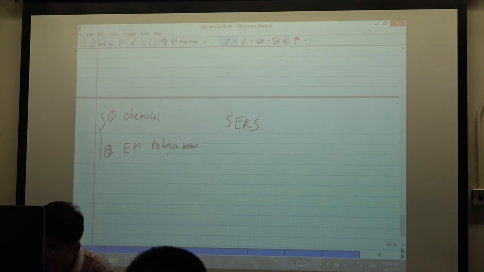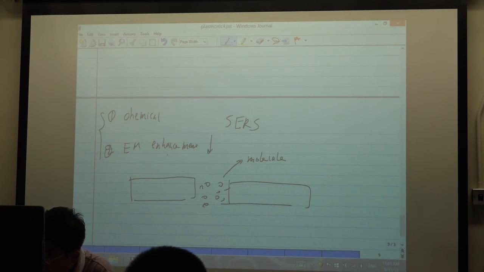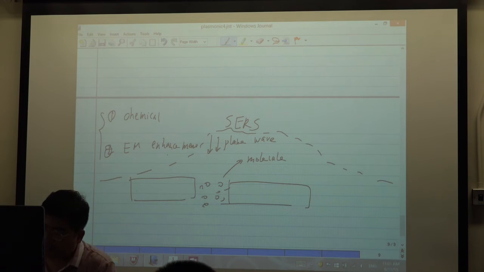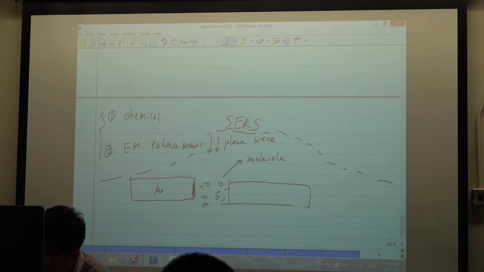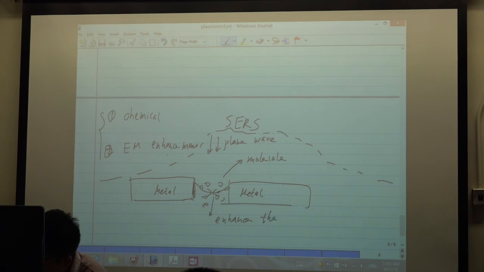I draw this picture. Maybe this is a dipole. I put the molecule in here. This is the plane wave. So first, why do you use a plane wave? They have a plasmonic effect, this metal. So they enhance the incident plane wave. This is the first enhancement.